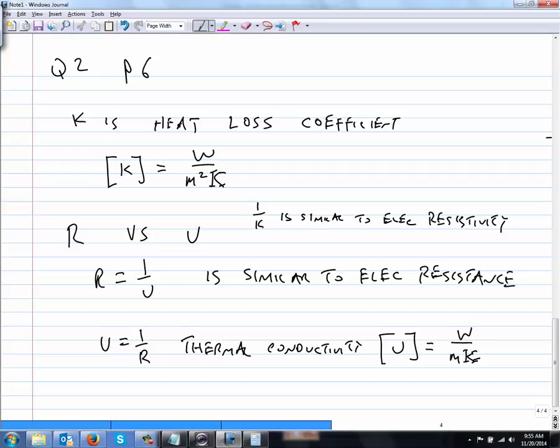So for example, copper has a resistivity, but a long number 12 copper wire has a greater resistance than a short number 12 copper wire. So that's the difference. So K is a material property. It's intrinsic to the material, and these two guys down here are extrinsic.